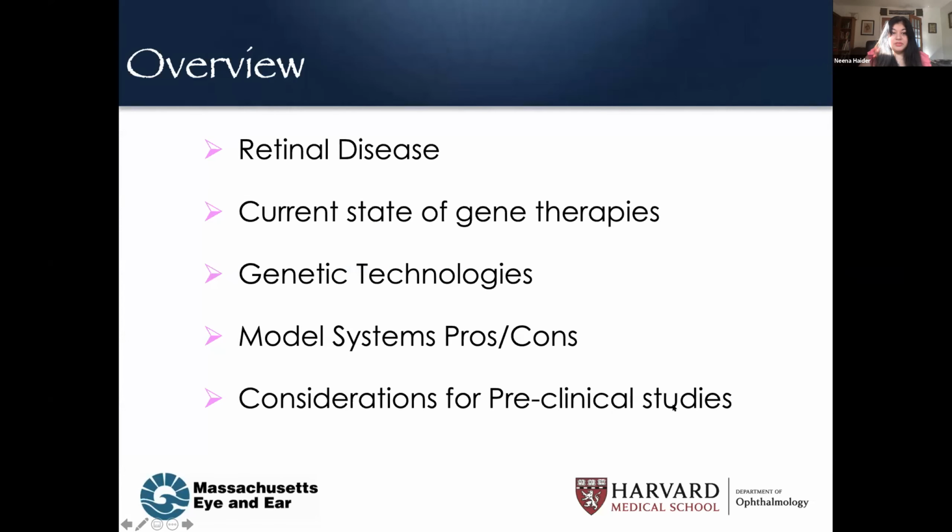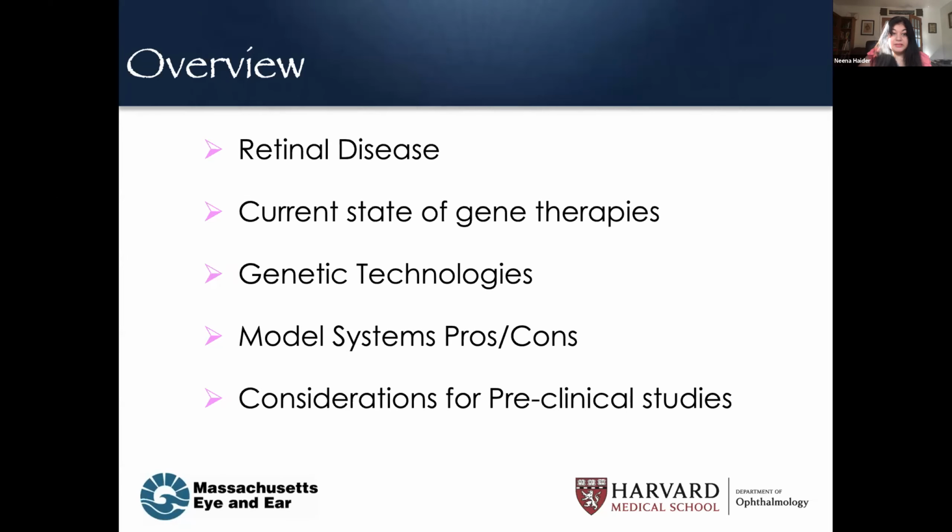So I want to start to just give you an overview of what we're going to talk about today. Focus is on retinal diseases, but I want to give you an overview of the current state of gene therapies, what technologies are available, pros and cons of different model systems in preclinical studies, and end with what considerations are important for preclinical studies.